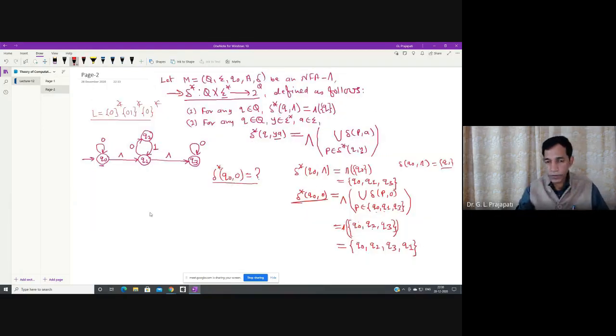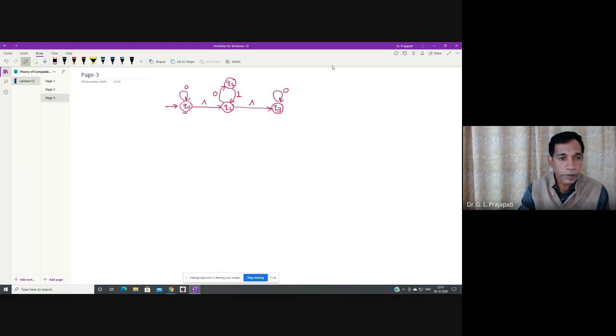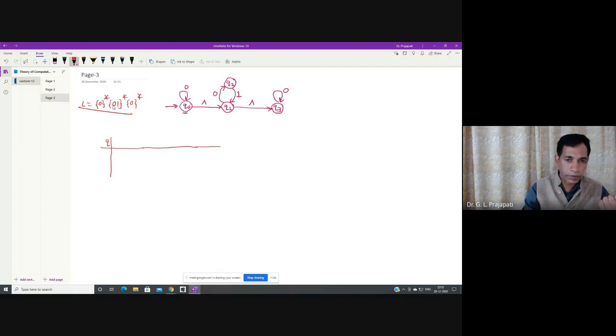So this is the situation you have. Now you can see the transition table for this machine. This is the NFA-Null for the language. You can construct the transition table for this NFA-Null. This is the Q. Now you have three situations. One is the null transition, which you have to consider. The others are the input either 0 or 1.